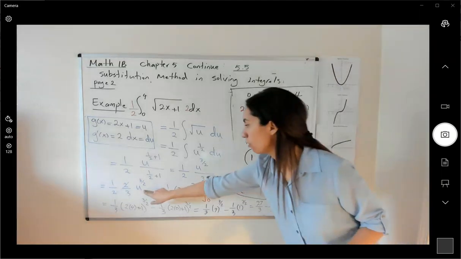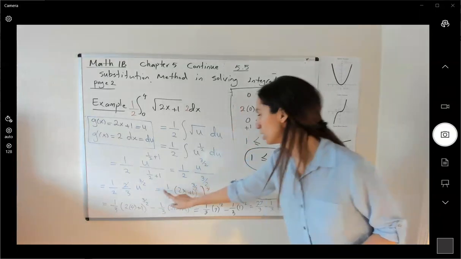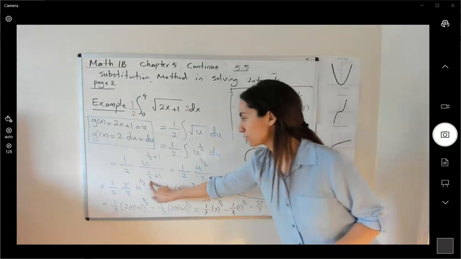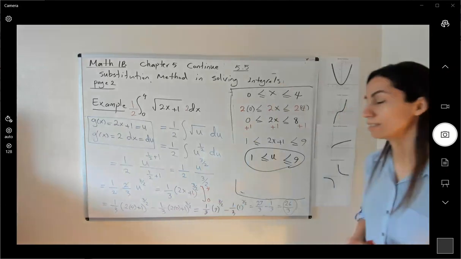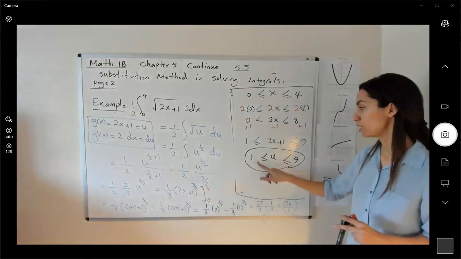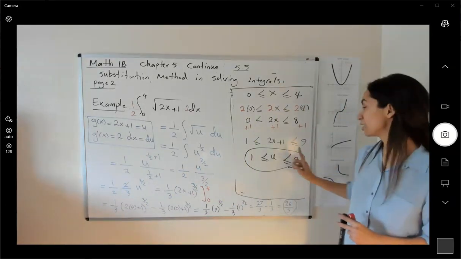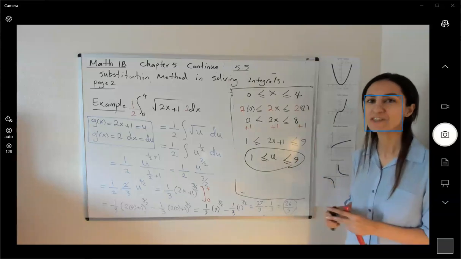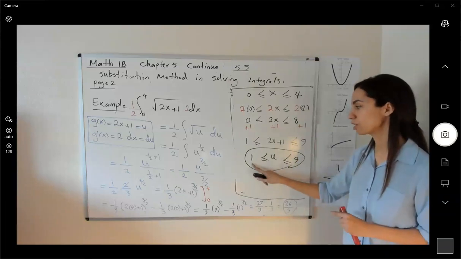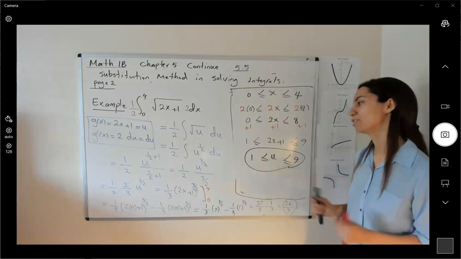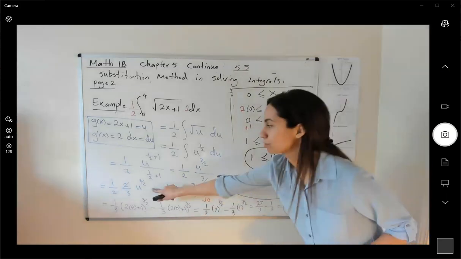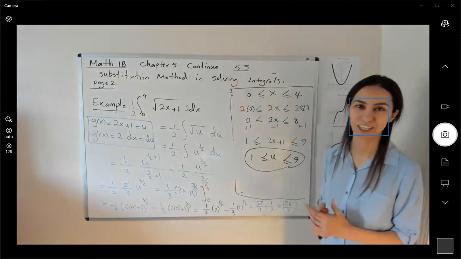If you don't want to rewrite u in terms of x and you want to calculate this integral using variable u, your lower limit is 1, your upper limit is 9. So you have to change the lower limit and upper limit to be able to use variable u in calculation of the integral.